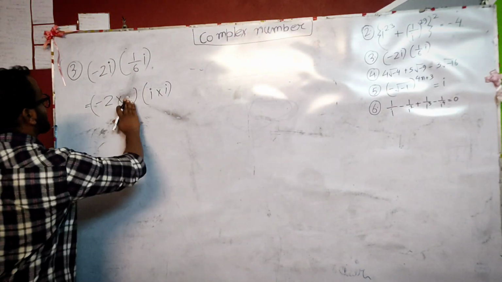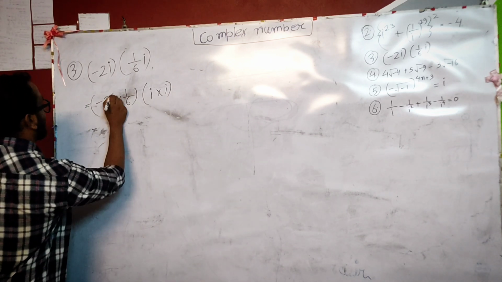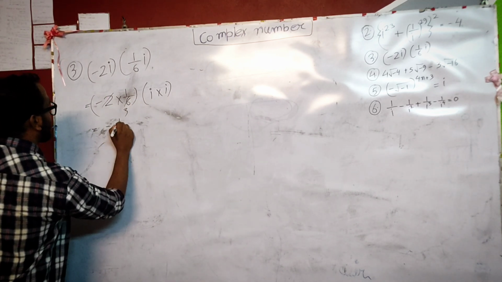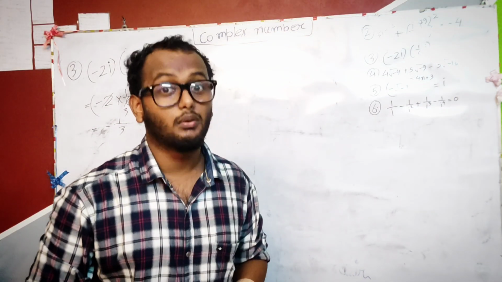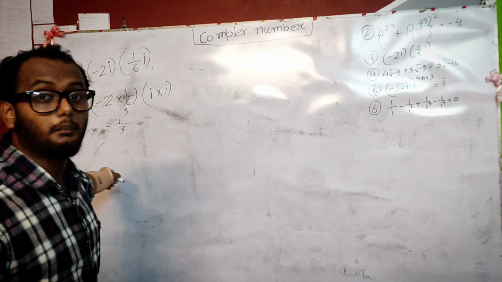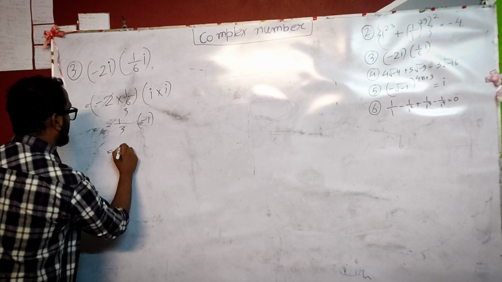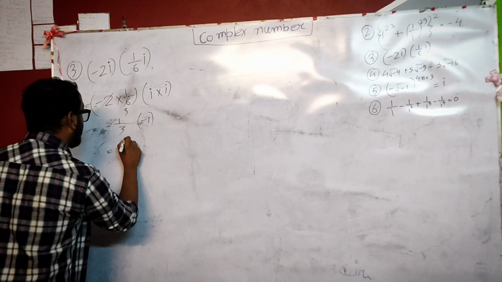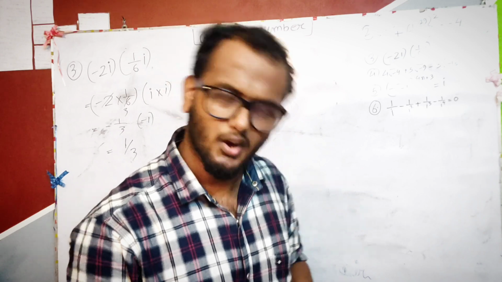So everyone, this is 1 by 6. Minus 2, 3 times, that is minus 1 by 3. Now what is i into i? It is i squared. And what is the value of i squared? Minus 1. Minus 1 into minus, plus, that is 1 by 3. Understood everyone? Okay, next one.